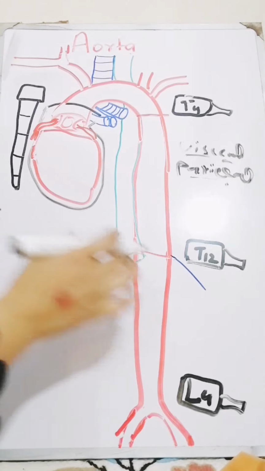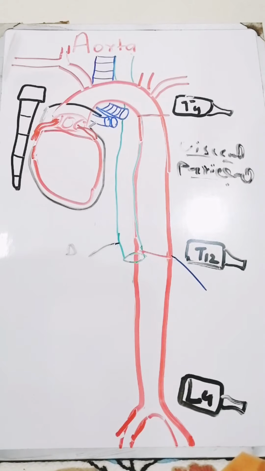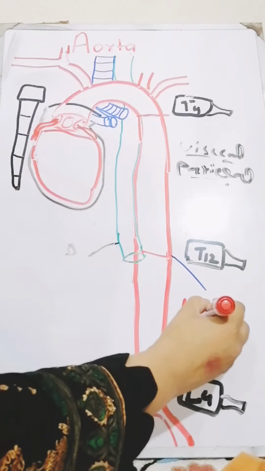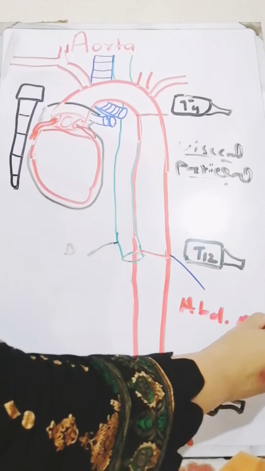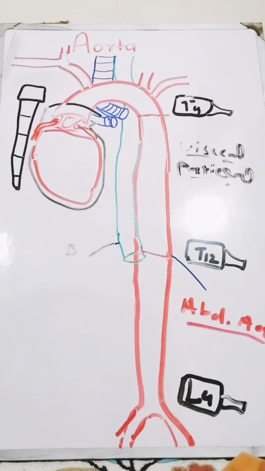It crosses the diaphragm. When it goes down through the diaphragm, it becomes the abdominal aorta. So here is the abdominal aorta. The abdominal aorta also gives many branches, which are paired and unpaired. It ends at L4. Many of its branches are unpaired: one is the celiac trunk, then the superior mesenteric artery and the inferior mesenteric artery.